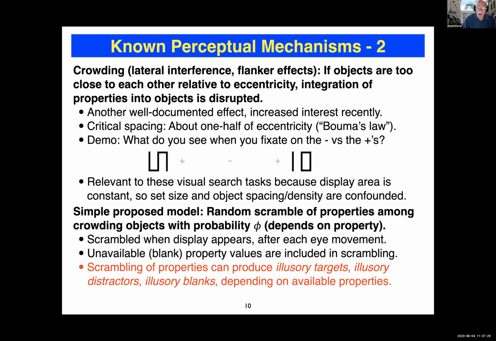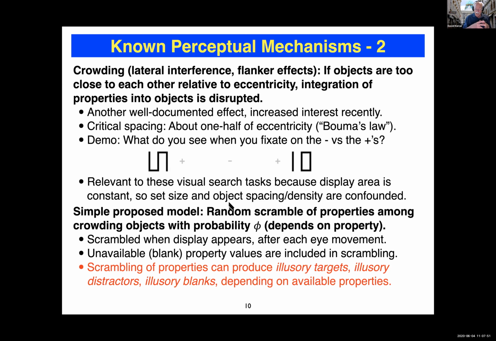Another known perceptual mechanism is crowding, lateral interference, or flanking effects. There are other names for it. If the objects are too close to each other relative to eccentricity, the integration of the properties into objects is disrupted. We'll try this demo. Look here, compare what you see with what you see when you look here or here.